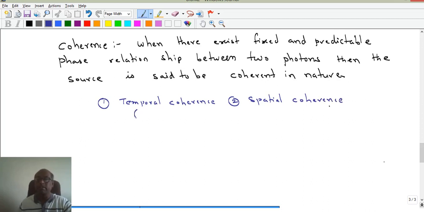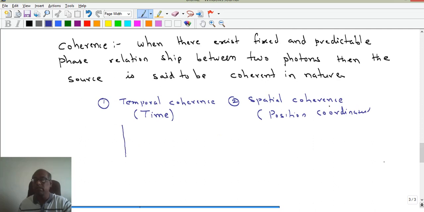What do you mean by temporal coherence? Coherence with respect to time. Whereas spatial coherence is the coherence with respect to position coordinates.